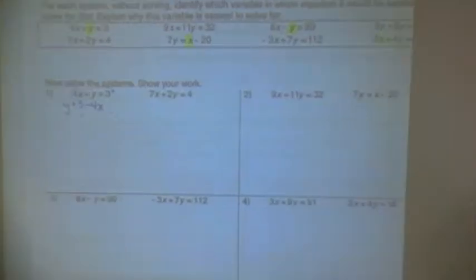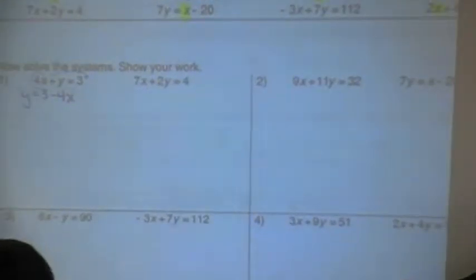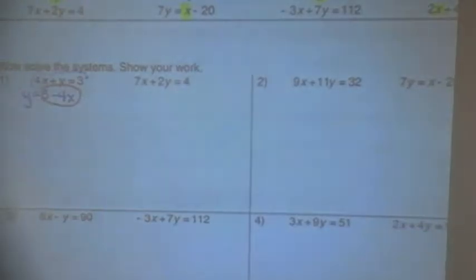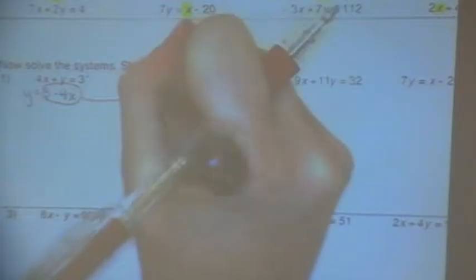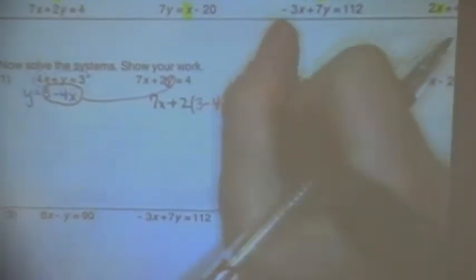Now, the next thing we do is substitute it. That's why this is called substitution. I'm going to take all of this, and since y equals all of that, I can plug it into the other equation where y is. So I'm going to have 7x plus 2, and now instead of y, I'm plugging in that information, 3 minus 4x equals 4.